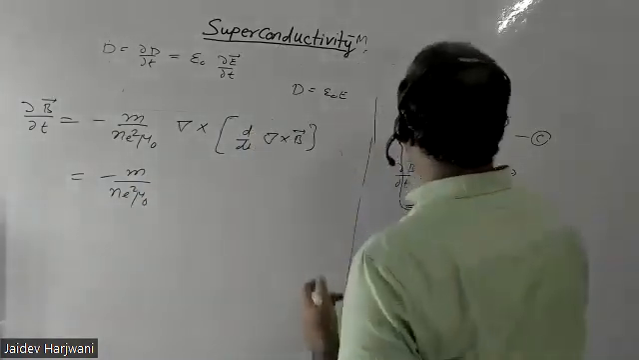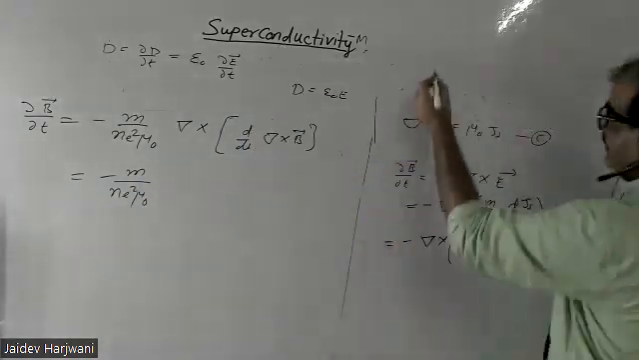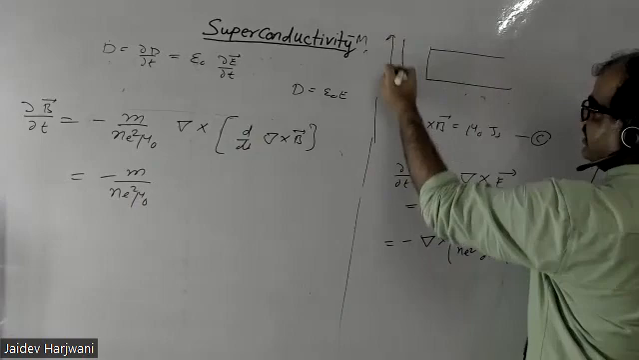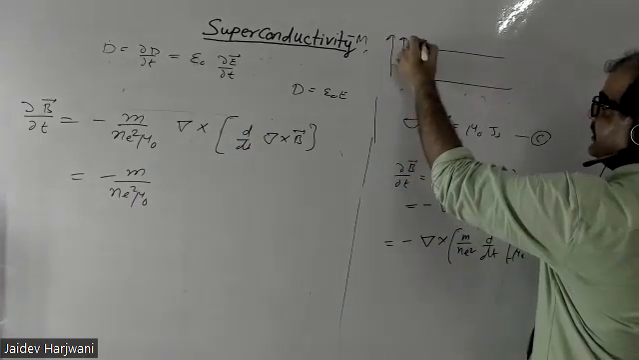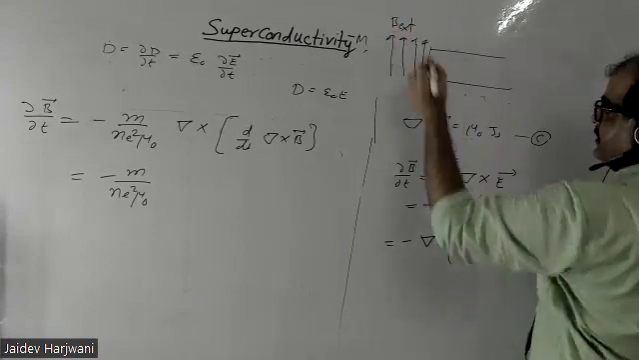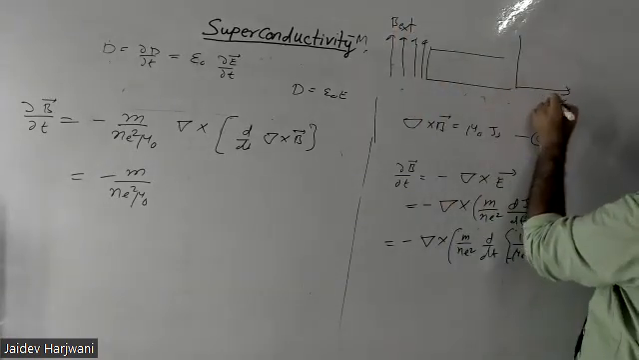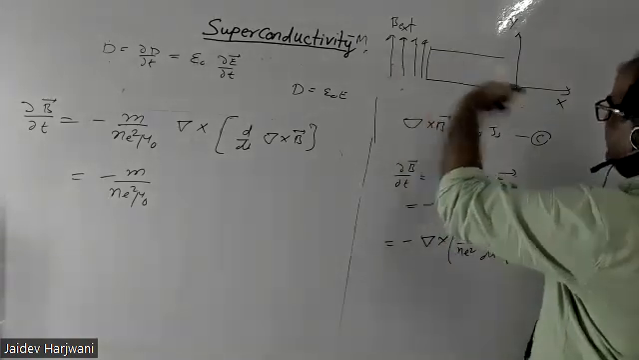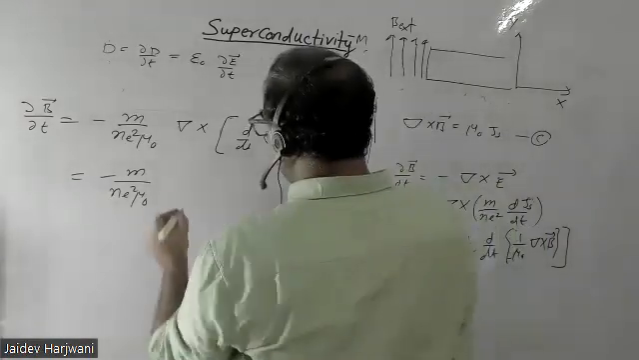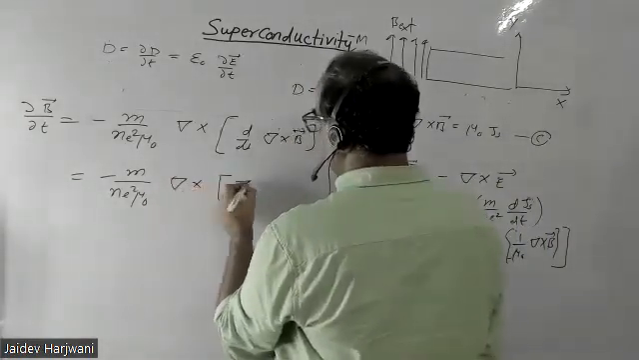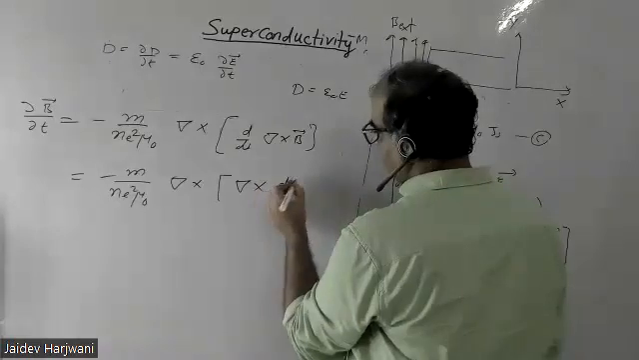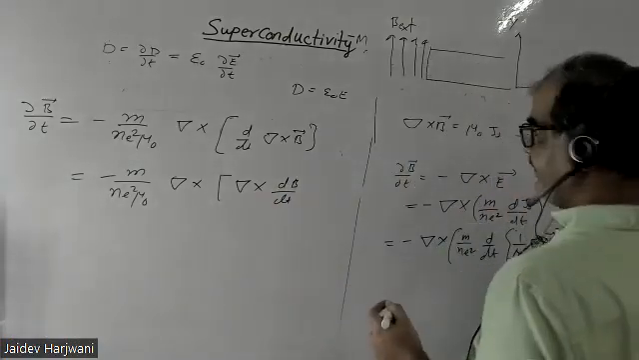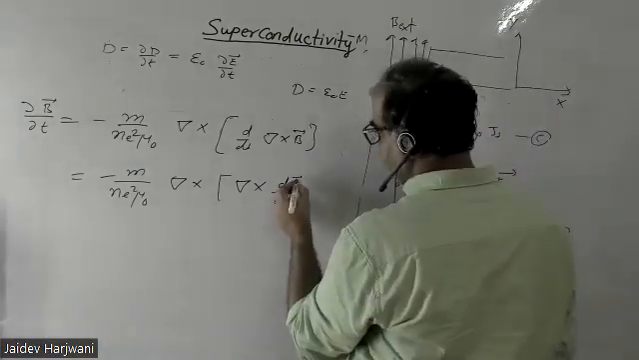So what will happen now? Suppose we have a sample and I am applying an external field B outside. That is my B external. Say this direction is my X direction and this direction is Y direction, so the field only varies in the X direction. So this del cross I can write as del cross dB upon dT, or del B upon del T, whatever you want to write.